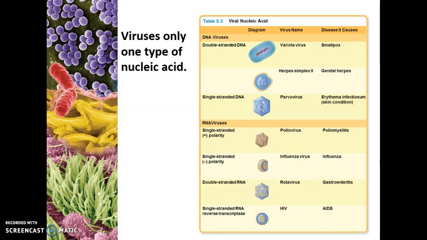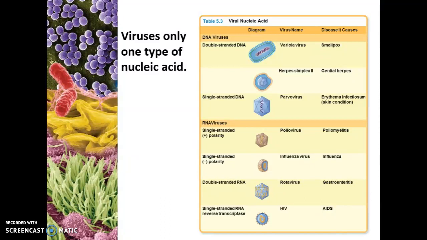And as you see here, the top part of table 5.3 has DNA viruses, and then on the bottom half are the RNA viruses. DNA viruses can be further divided into double-stranded DNA viruses and then single-stranded DNA viruses. The RNA viruses have a couple more options in terms of their structure or their arrangement, and therefore ways to classify them. They can be single-stranded positive polarity, single-stranded negative polarity, double-stranded RNA, and then single-stranded RNA reverse transcriptase.